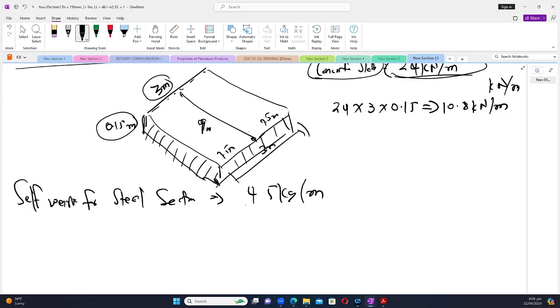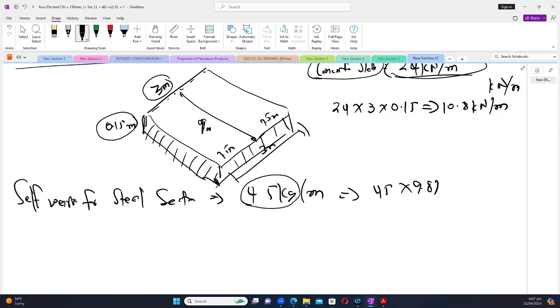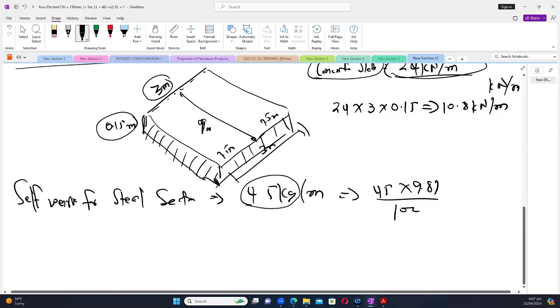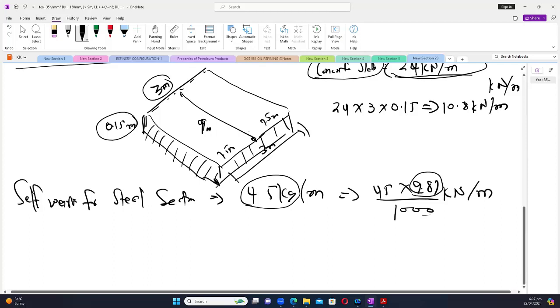So all what we have to do is to convert this 45 kilograms to kilonewton. And we can do so by saying that 45 times 9.81, which is gravity, will give us a force or a weight. But this weight is in newtons. Okay, if we want to convert to kilonewtons, we divide by what? 1,000. And we now have kilonewtons per meter. So the 9.81 is converting it to newtons, divided by 1,000 is making it kilonewton per meter, so that we are consistent with whatever we have.